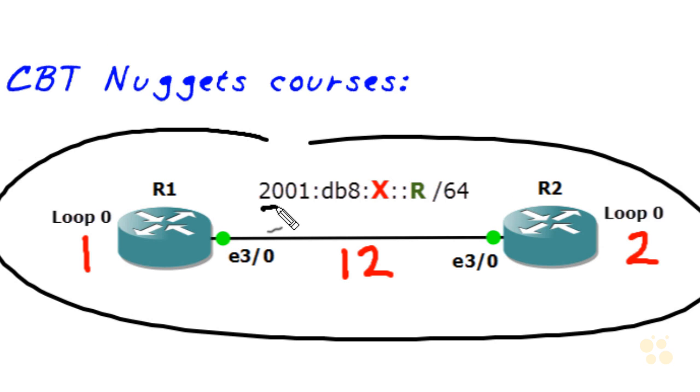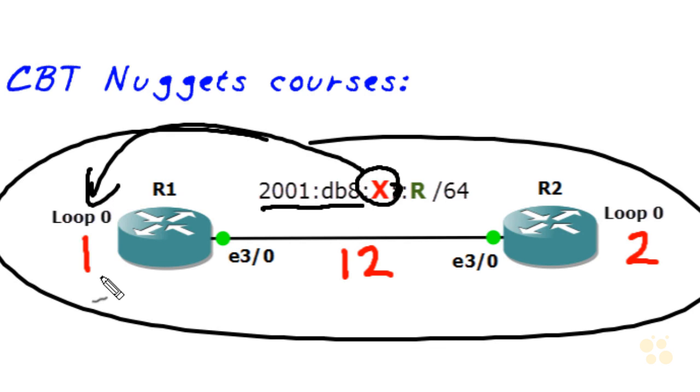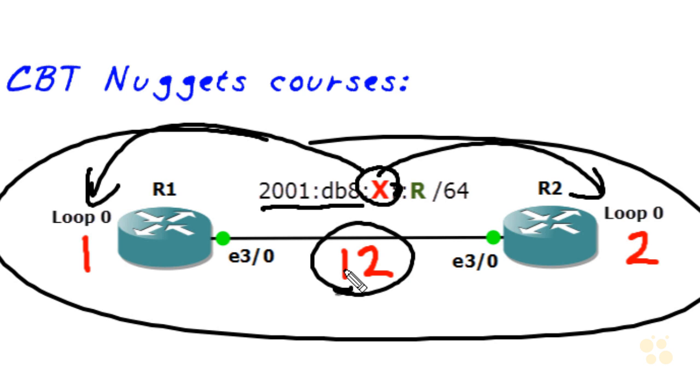We'll use the network address space of 2001:db8:X::, where the X represents the subnet. Over here we have subnet 1 for loopback 0, subnet 2 for loopback 0 on R2, and subnet 12 for the IPv6 network connecting them directly together.